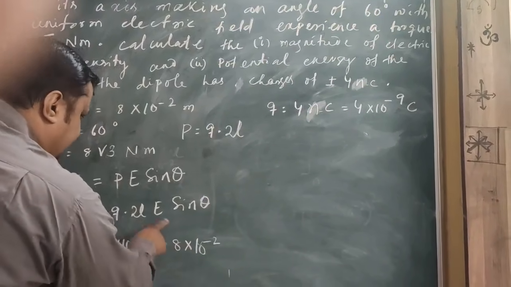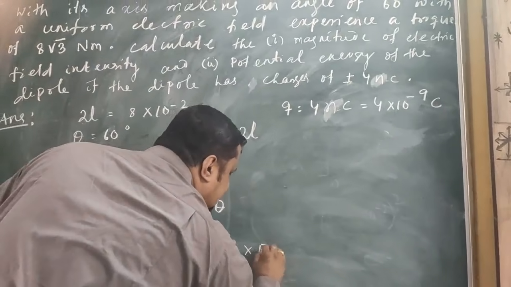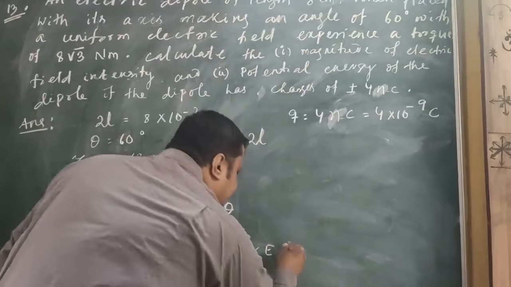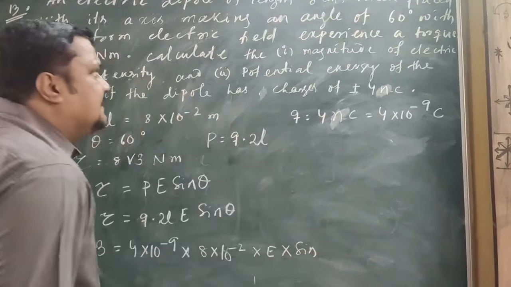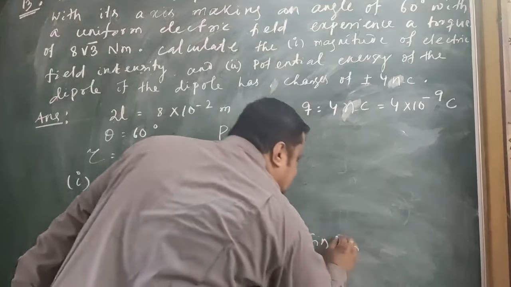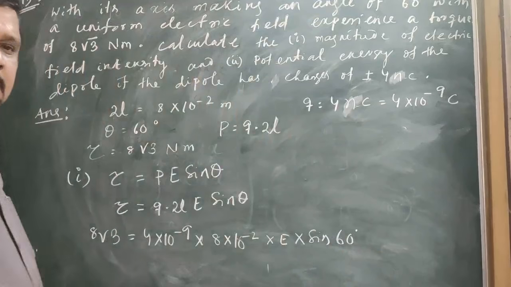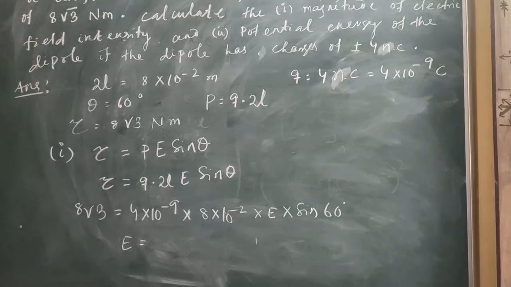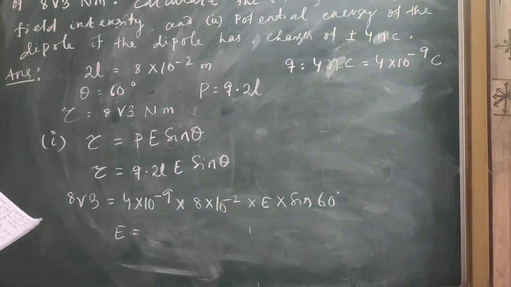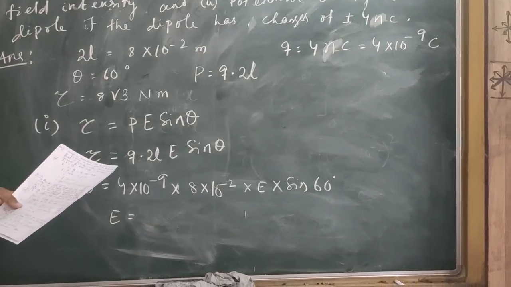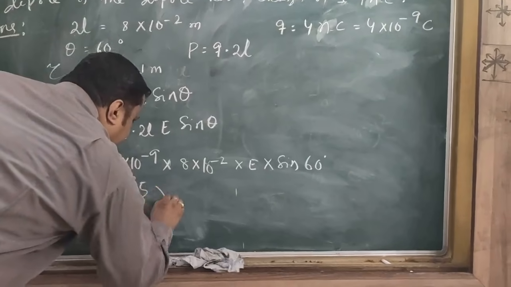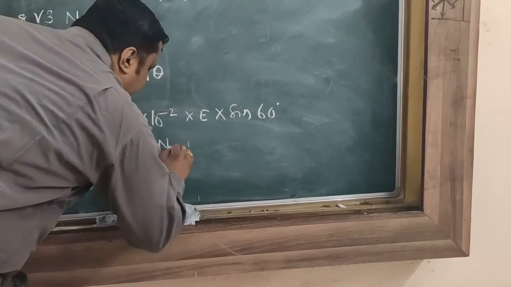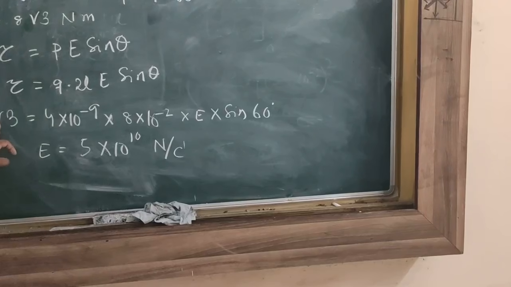Question 12: we have to calculate E, the magnitude of the electric field intensity. We will calculate E times sin theta. Theta is 60 degrees, so sin 60. If you put in all these values and solve, you will get E is equal to 5 into 10 to the power 10 Newton per coulomb.